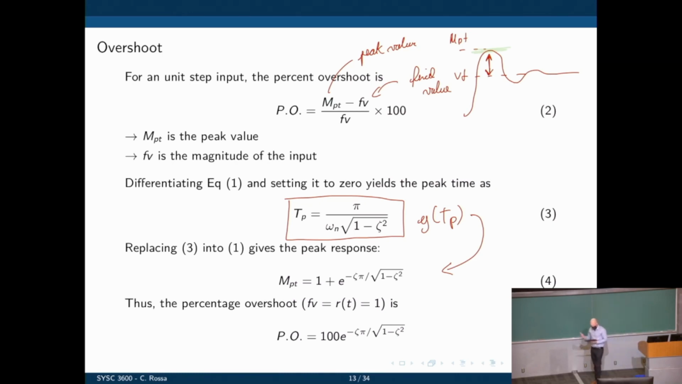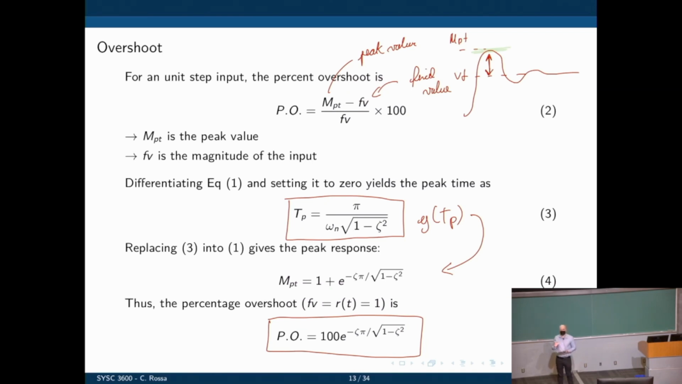Now that I have the maximum value of the function, we can put this maximum value back into the definition of the percent overshoot. For a unit step input, the final value would be 1. We can now calculate the percent overshoot using this formula. And what do we see here? We see the percent overshoot being directly related to zeta. The overshoot increases as zeta decreases. This is given in percent.